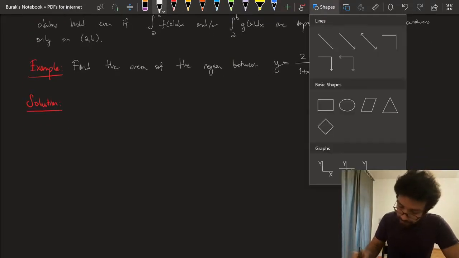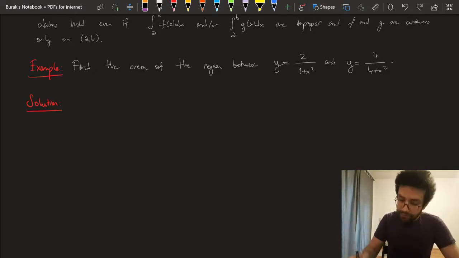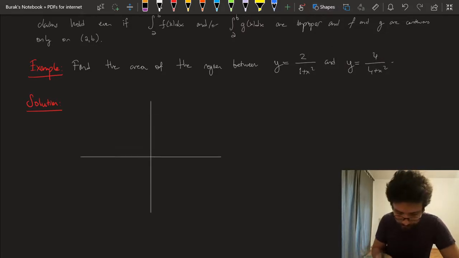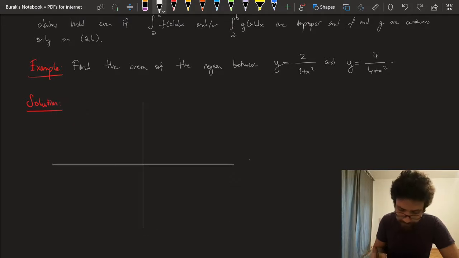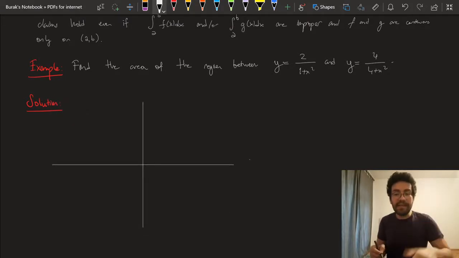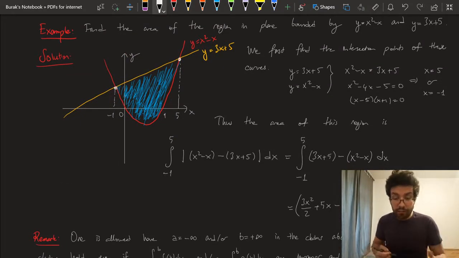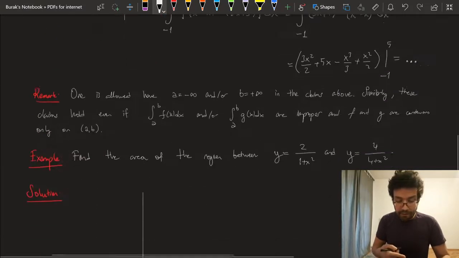Now, the question is of the same type. Find the area of the region between two given graphs of functions. I should first plot these. Now, plotting these is not as easy as plotting the previous functions, which were a linear function and a quadratic polynomial. One of them gave me a parabola, the other gave me a line. So I was able to plot those very quickly.